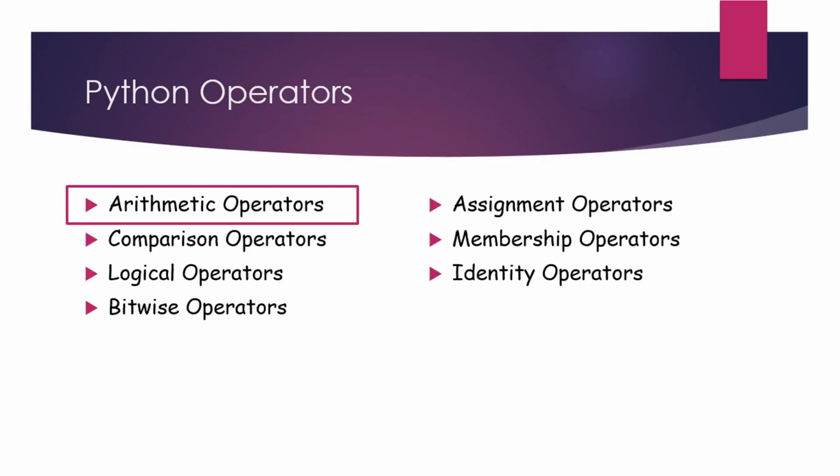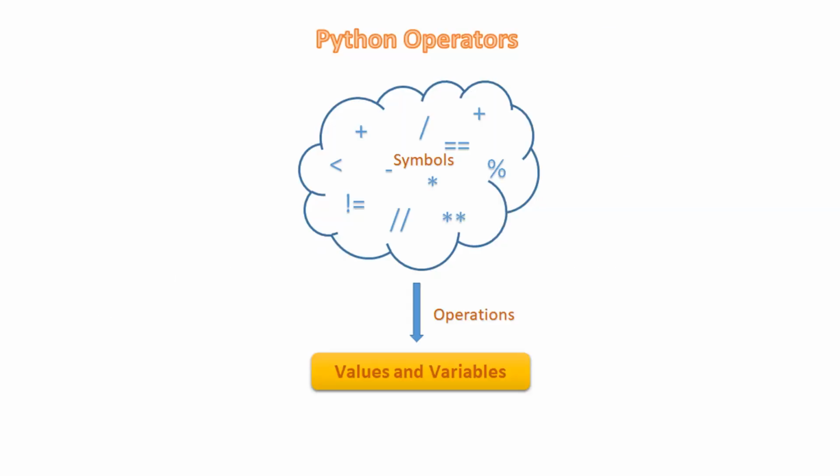This is the first topic in Python operators. Before getting into arithmetic operators, let's understand what Python operators are and their various types. Python operators are standard symbols used to perform operations on values and variables.